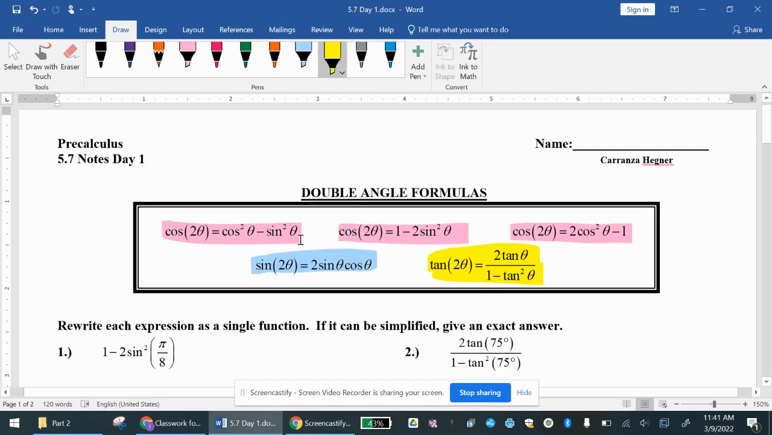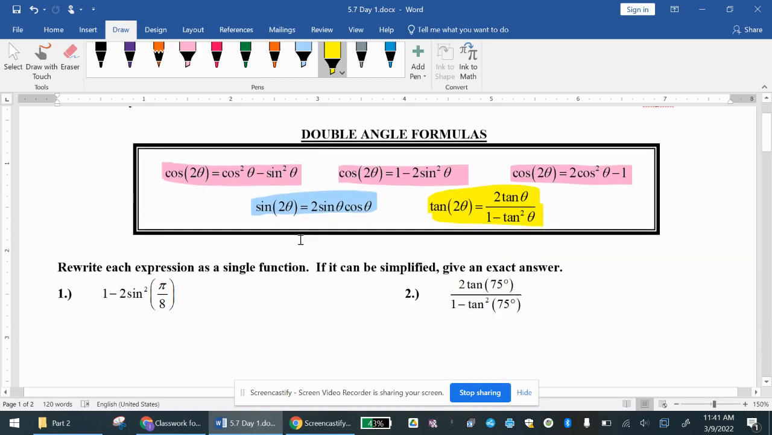If you look at the directions for number 1 and number 2, they're very similar to the directions that we saw in a previous lesson. They're asking us to simplify the expression and rewrite it into a single function, and if possible, give an exact answer if you can reduce or simplify. For number 1, it says 1 minus 2 sine squared of pi over 8.